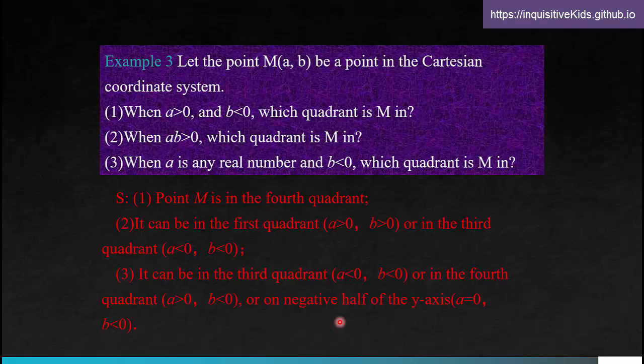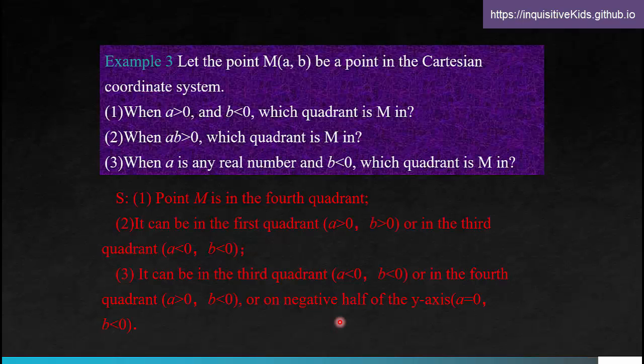For number 2, when ab, which means when they're multiplied, is greater than 0, which quadrant is M in? Now, sometimes in middle school they won't just ask what is 5 times 9? 45. That's a one-answer question, the kind of question from elementary school. In middle school and high school, you're going to have to really classify your answers and discuss them separately. So there are 2 different possibilities for this. You have to use if-then logic. It can be in the 1st quadrant when a is greater than 0 and b is greater than 0, or in the 3rd quadrant when a is less than 0 and so is b.